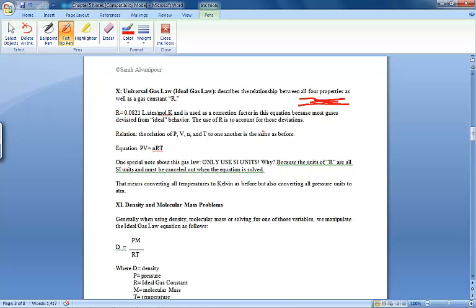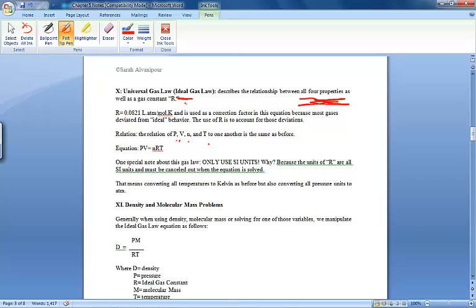And because it is a universal gas law, that means all of the units should be in universal or standard SI units. That means you should have your pressure, your volume, your number of moles, and your temperature all in SI units. The other name for this gas law is the ideal gas law because it's supposed to describe the behavior of an ideal gas.